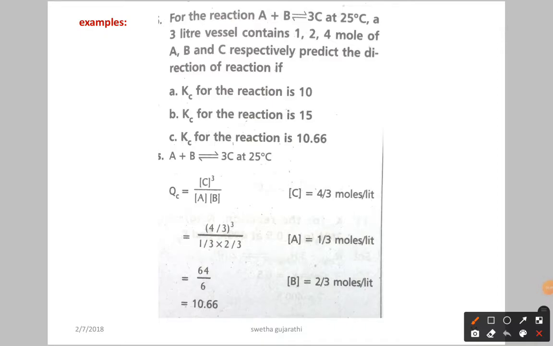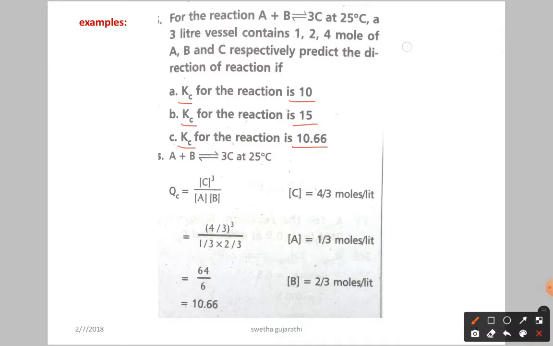Here for the reaction A plus B gives rise to 3 moles of C at 25 degrees Celsius, a 3-liter vessel contains 1, 2, 4 moles of A, B and C respectively. Predict the direction of the reaction. First condition: if Kc for the reaction is 10, if Kc for the reaction is 15, Kc for the reaction is 10.66.